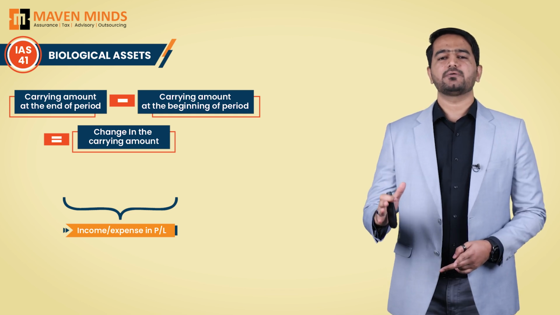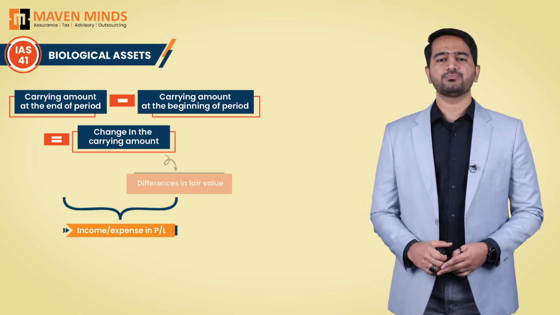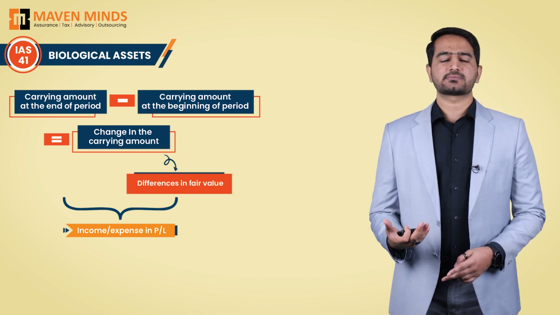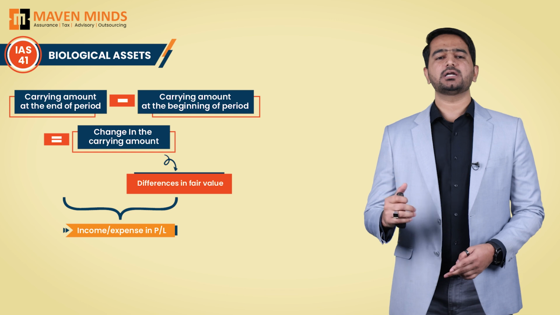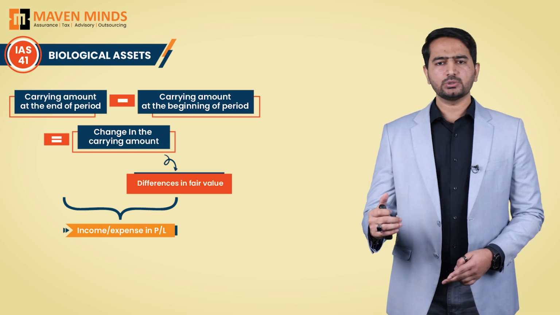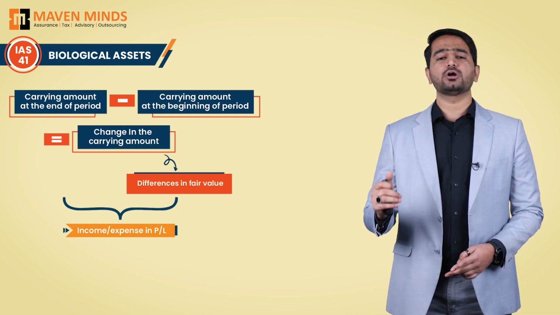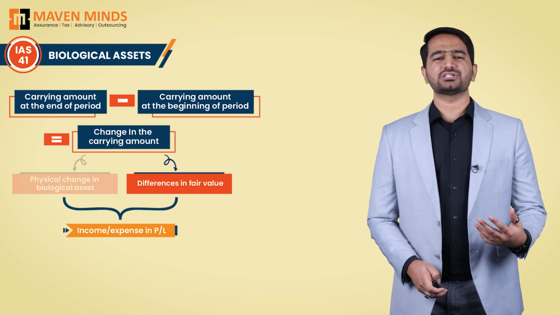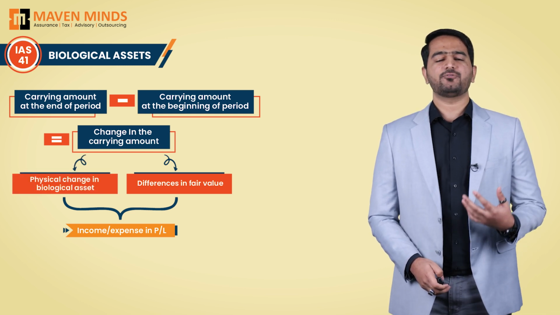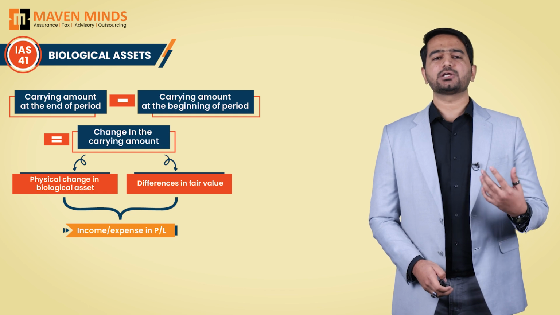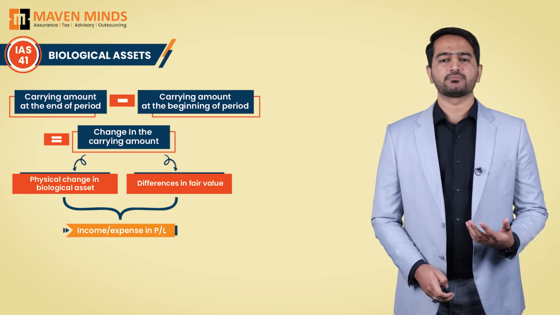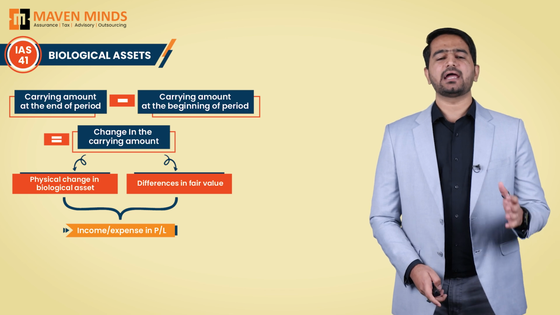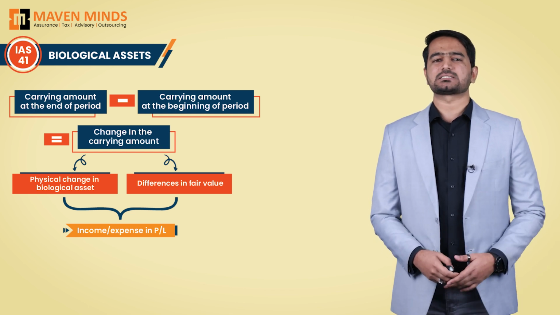The first part relates to the change in fair value. For example, if the market price for cattle increases, the fair value of your herd might go up even though the cattle themselves have not grown much. And the second part relates to physical changes in the biological asset. For instance, if your cattle grew larger and gained weight, or if a new calf is born, this physical growth adds value to the biological asset.